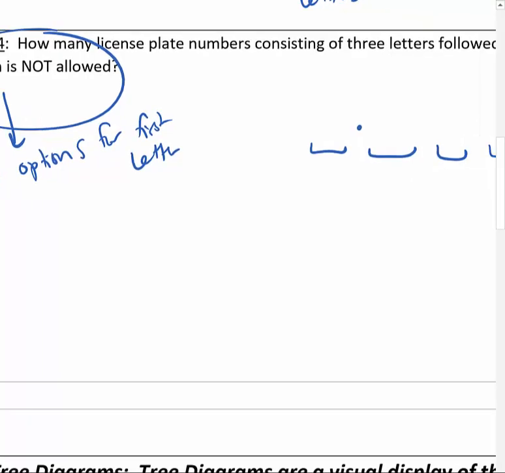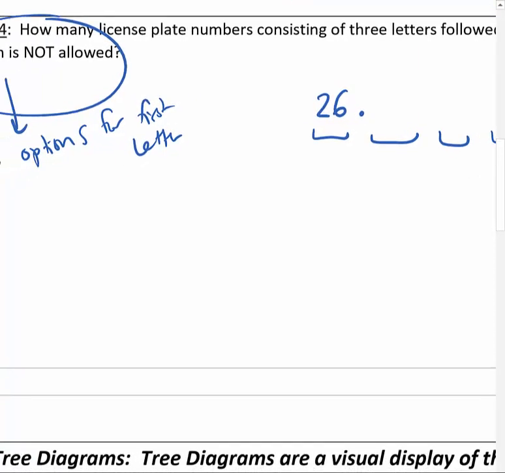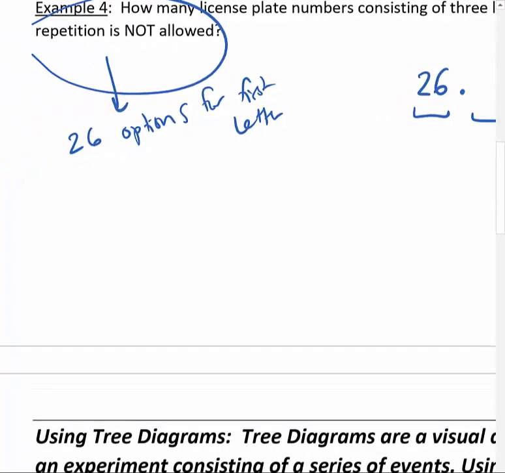Okay, but say you chose a letter, just pick a letter in your mind. Let's say K. Then how many options are there for the second letter? There's 1 less option for the second letter because you can't choose the same one you just chose. That means there are 25 options.